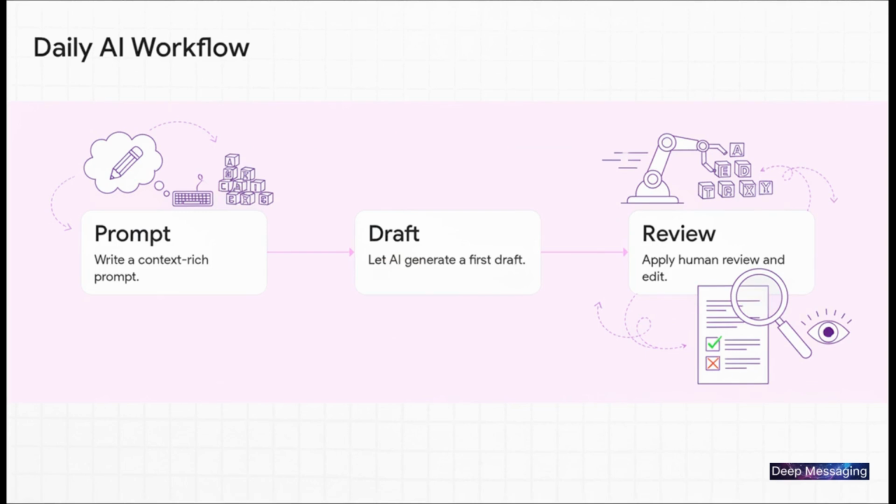Step 1, write that context-rich prompt we just talked about. Step 2, let the AI generate a first draft. Just let it do the heavy lifting of putting words on the blank page. And step 3, which is without a doubt the most important, apply human review, fact-checking, and editing. Remember, the AI is supplying the speed and the raw material, but you are supplying the truth, the taste, and the strategy. Never, ever skip step 3.